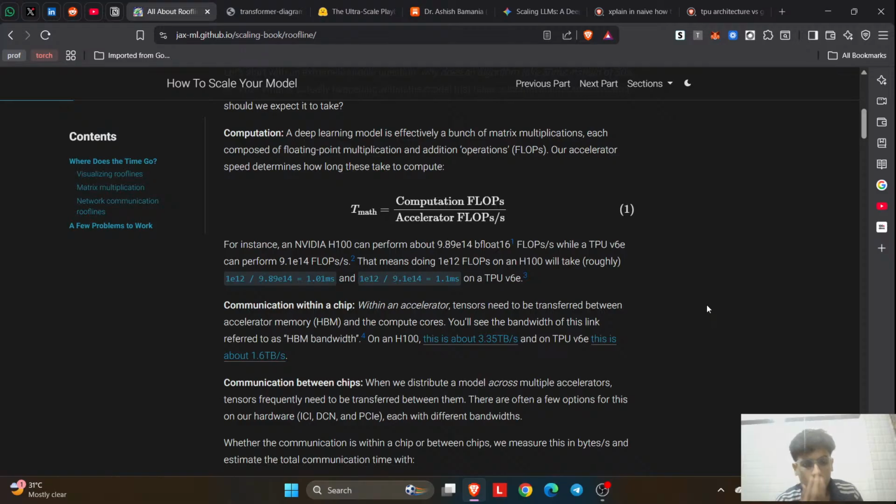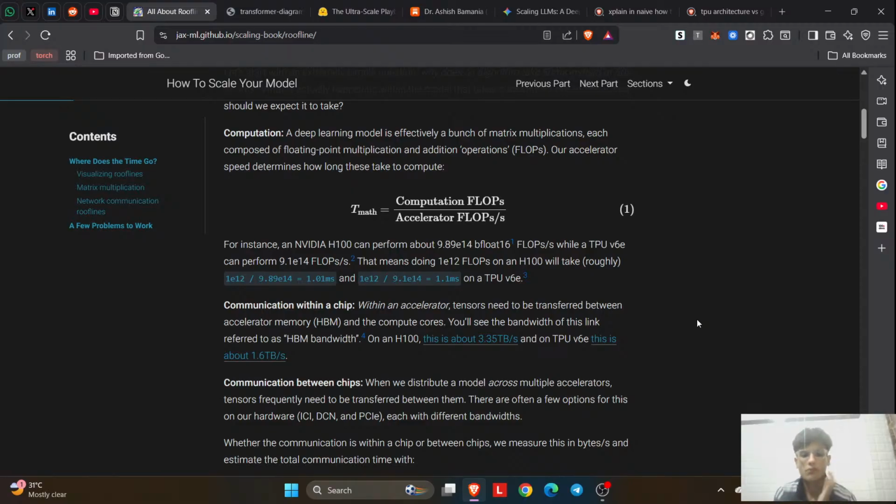While a TPU v6e. Okay, let's see. NVIDIA H100 or TPU v6e can perform this many FLOPs. That means doing 1E12 FLOPs on an H100 will take roughly 1 millisecond, and the same on a TPU will take 1.1 milliseconds.